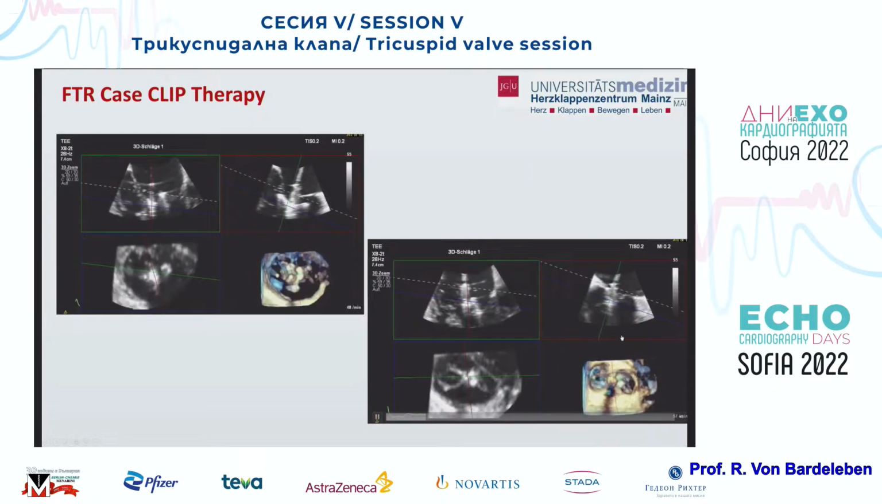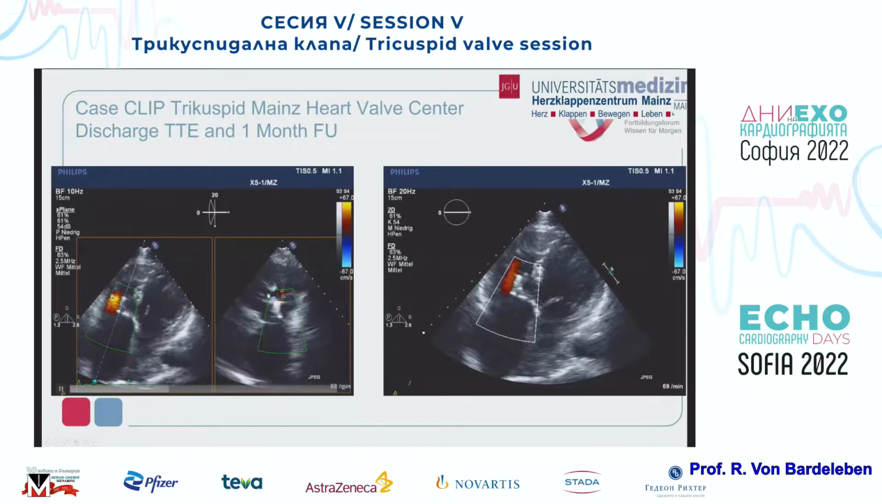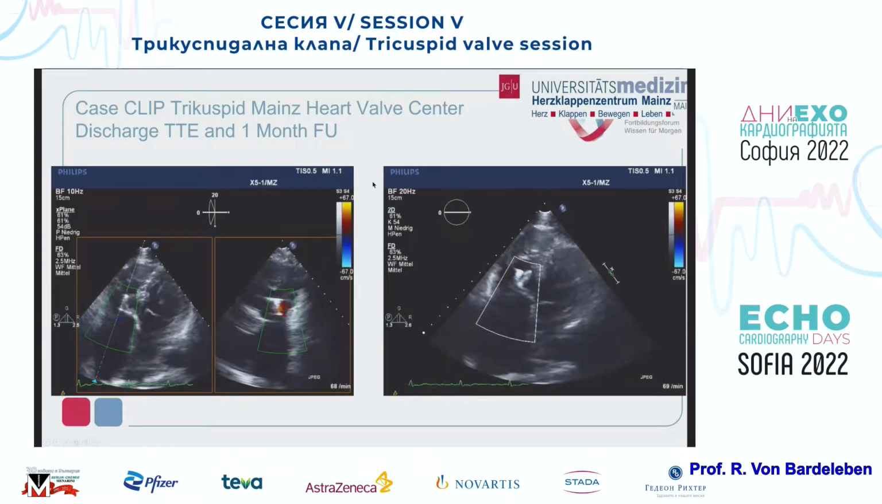we close it, and you get a figure of 8 here in the pseudo virtual transgastric view that we see in 3D on the lower row. And you see that it's a computer generated transgastric view, either 2D or in 3D on the right-hand side. And this is trace regurgitation at discharge and at 1 month follow-up, so we can really treat this.